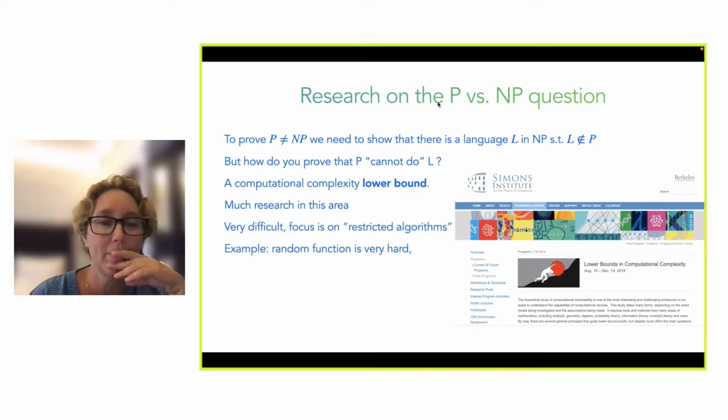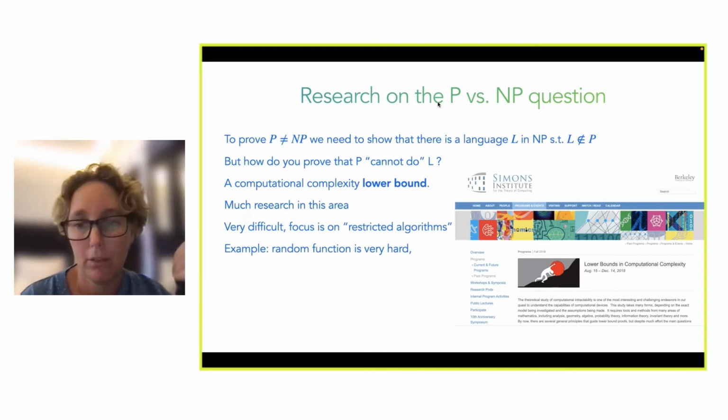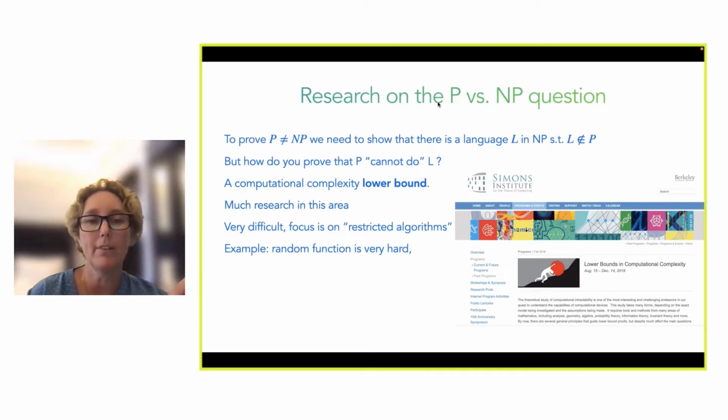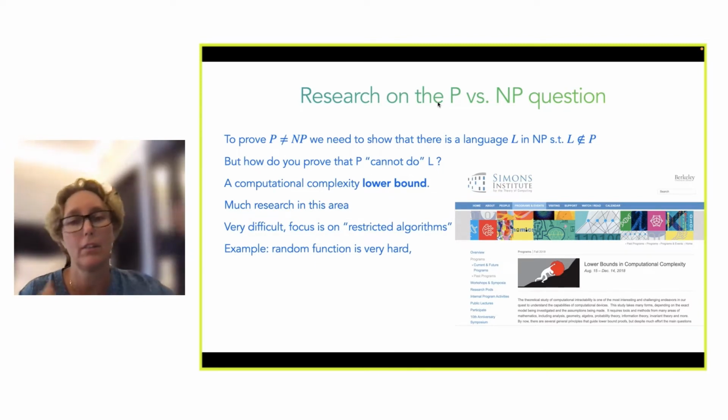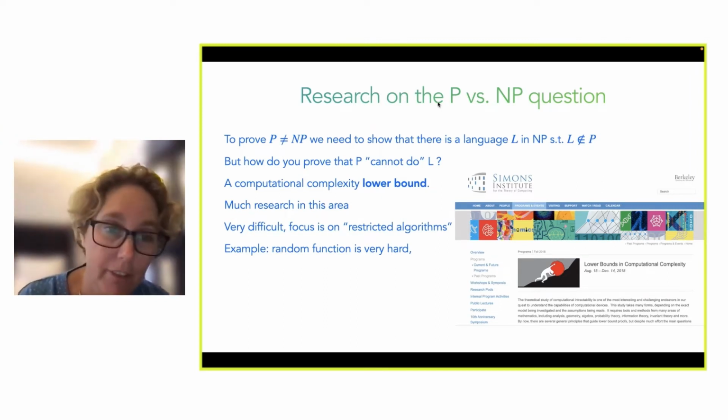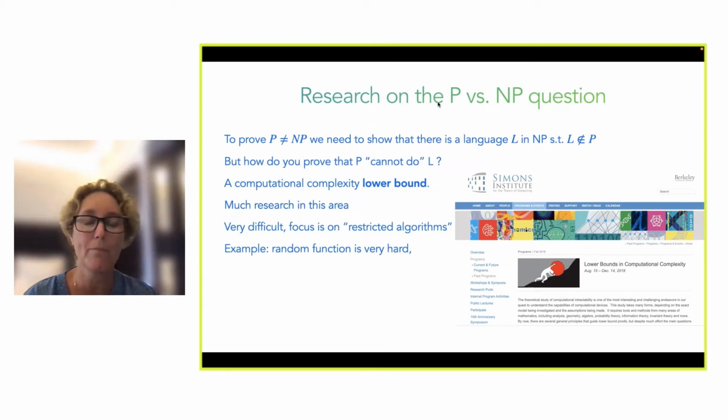So to give some sense of what people do these days, they focus on various ways to restrict the class P, to focus on maybe a smaller class of efficient algorithms, and try to prove that for this smaller class, they cannot compute some problem. And even these restrictions are often very, very difficult. Here's an example of something that looks easy, but actually it's a very important open question.